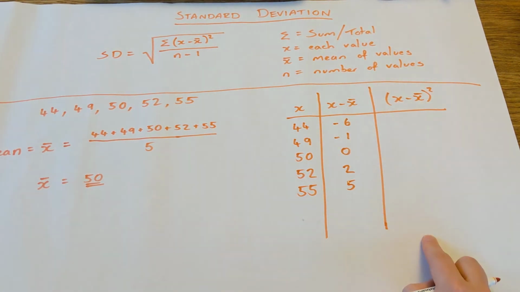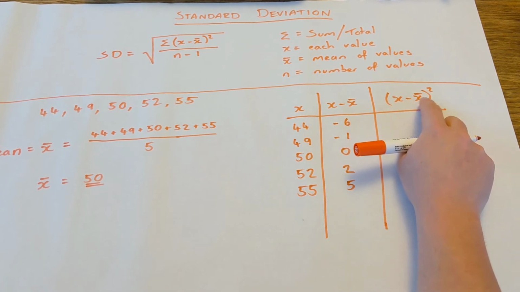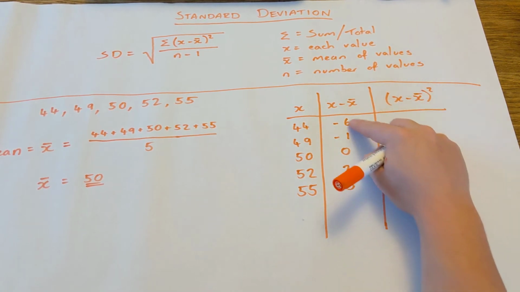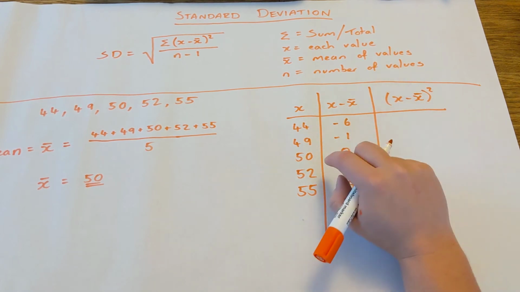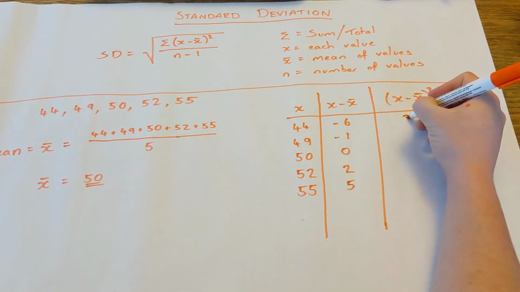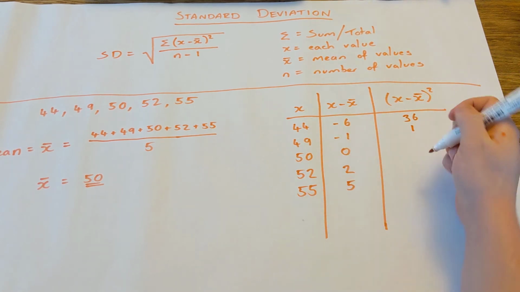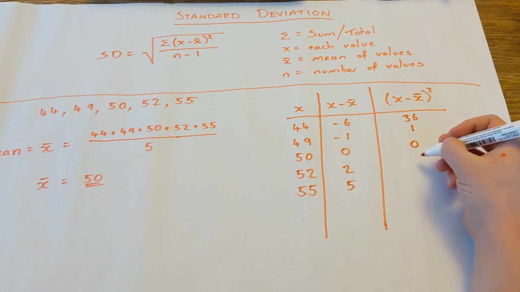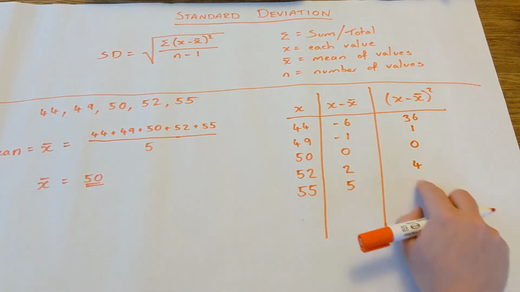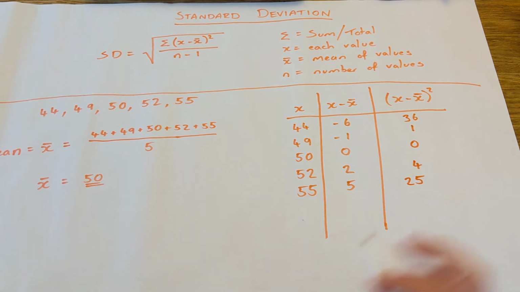Then our final column on this table is we work out what each of these is squared, because it's telling us to work out this whole bit squared. So minus 6 squared, you can do this on your calculator if you want. That means minus 6 times minus 6, which is 36. Minus 1 squared is 1. 0 squared is 0. 2 squared is 4. And 5 squared is 25.